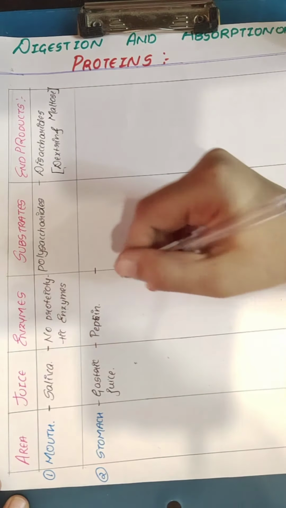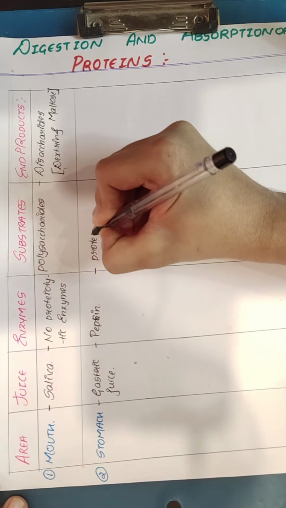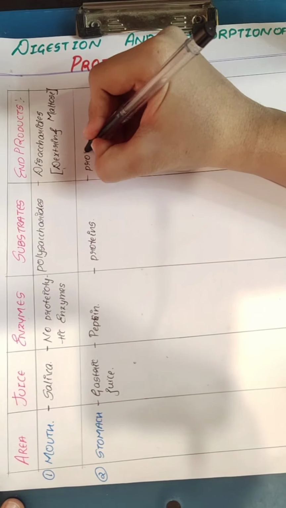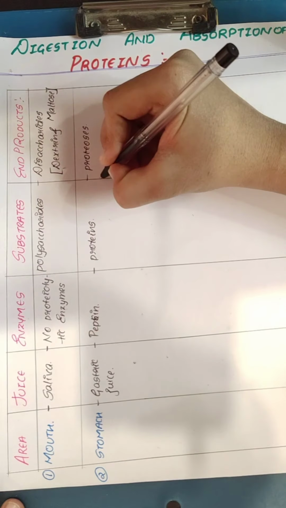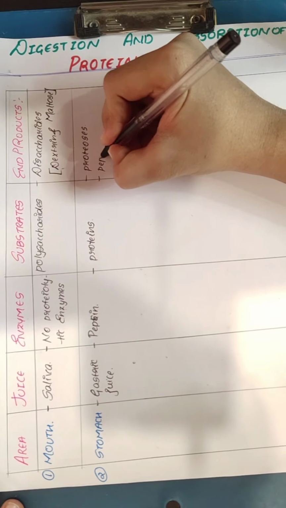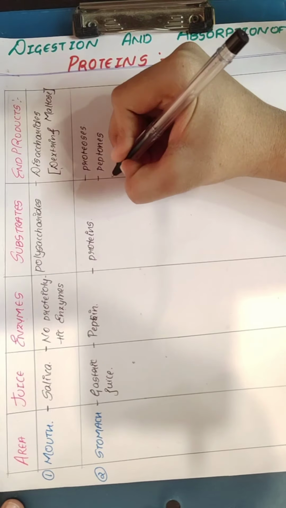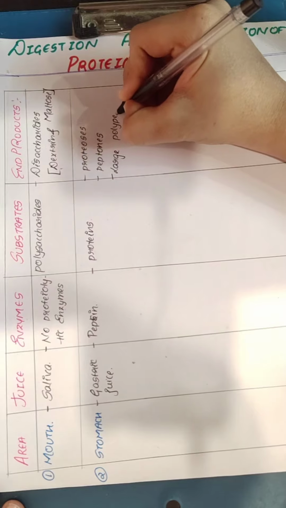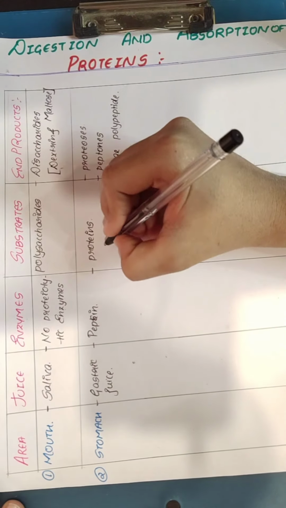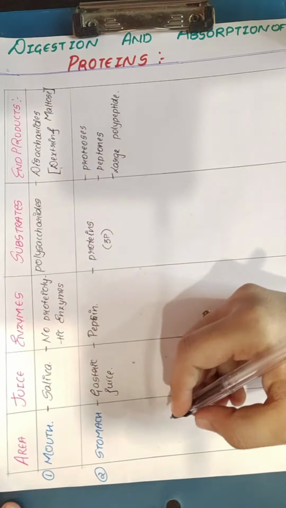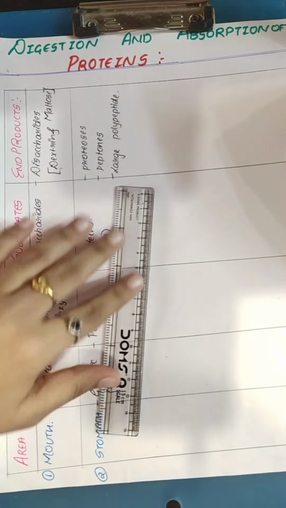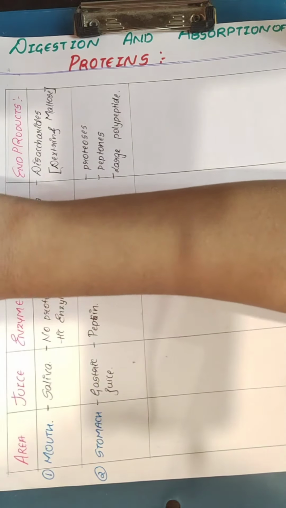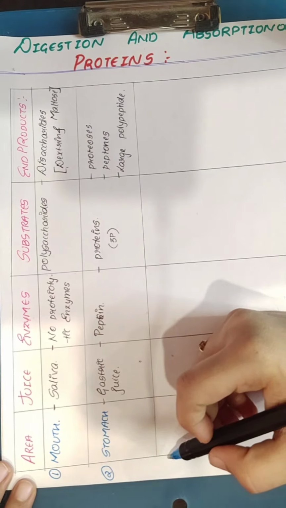So the pepsin is the one which converts the proteins into proteoses, peptones, 3Ps, as well as the large polypeptide. Remember it as 3P. Further moving on to the small intestine. The small intestine has two main juices, that is pancreatic juice as well as the succus entericus.